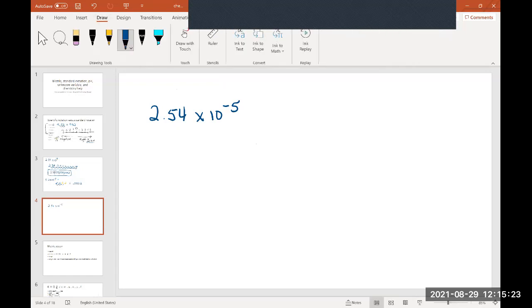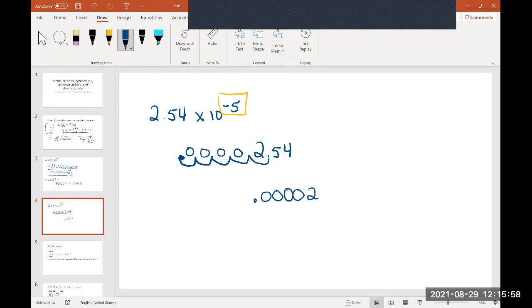Well, we again look at this superscripted number. It is negative. That means we need to move 5 positions to the left. This means 2.54, we write it out again, and we move 1, 2, 3, 4, 5. Put in your new decimal point, fill in those happy faces with zeros. And now we have 0.0000254.